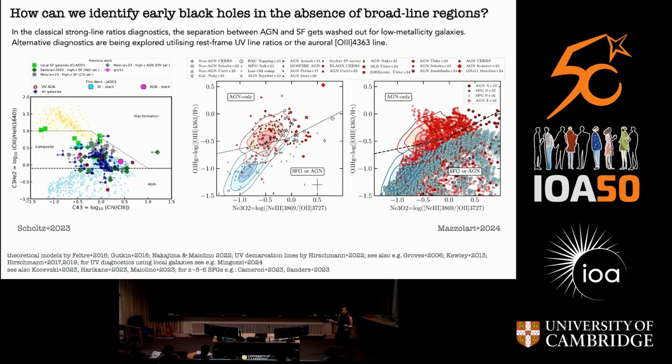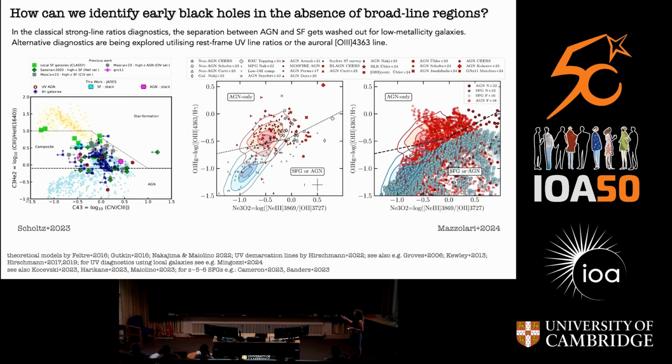So we've seen, and many other teams have actually seen this, that the BPT diagram is no longer effective in selecting low luminosity AGN. And so, of course, we've started to explore, and teams in the world have started to explore, potential alternative diagnostics. And here, of course, we can learn a lot from the research that has been done in nearby galaxies and utilizing the UV diagnostic lines to identify AGN. This is work by Jan Scholz.